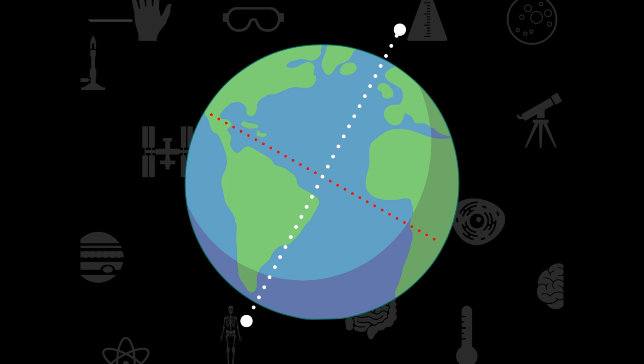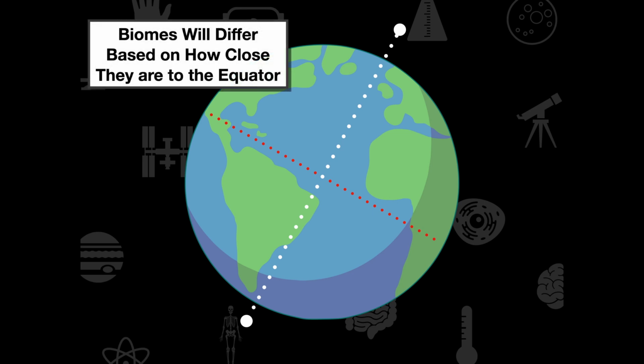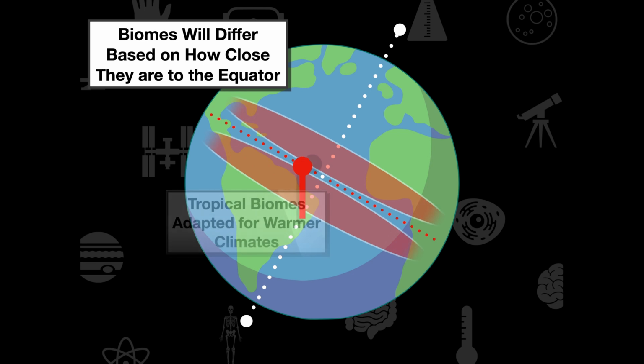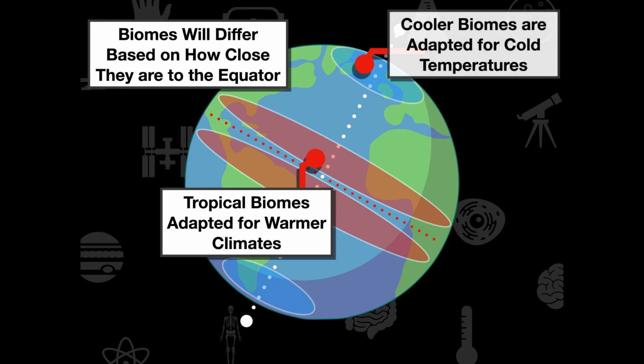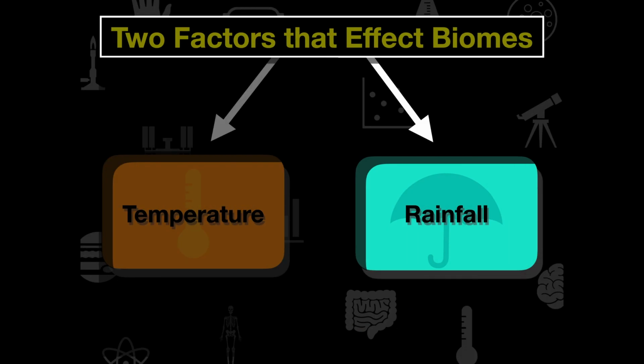Now, biomes differ depending on where they are in relationship to the equator. Tropical biomes are adapted for warmer climates closer to the equator, cooler biomes are adapted for cool and cold temperatures, and we see something in between. We're going to see a difference in biomes and organisms depending on the climate, which is ultimately dependent upon the tilt of the Earth's axis and how the light gets dissipated. Now remember, rainfall is also going to affect the biome, so we have to keep this in mind.